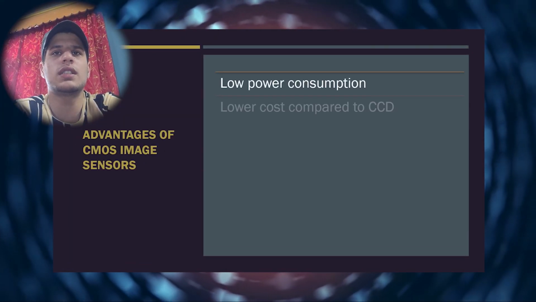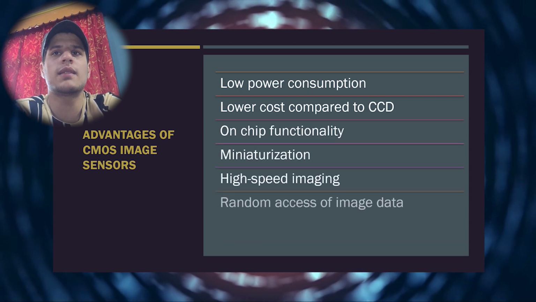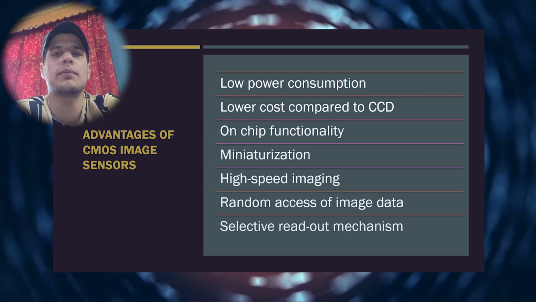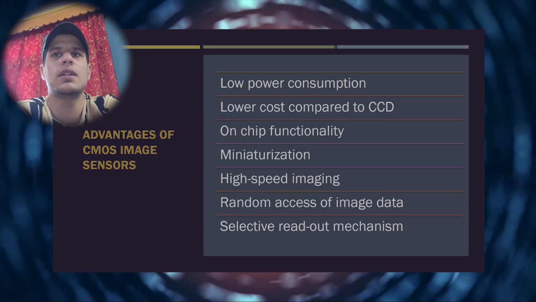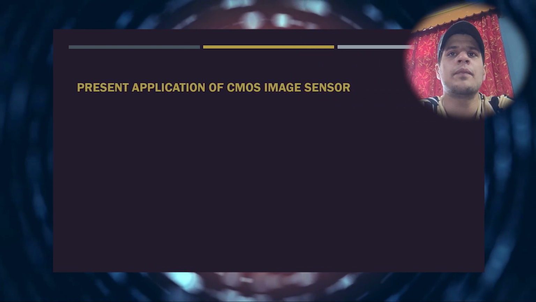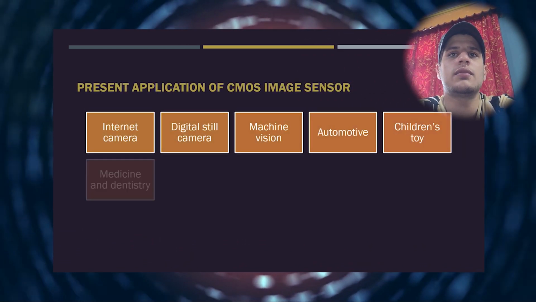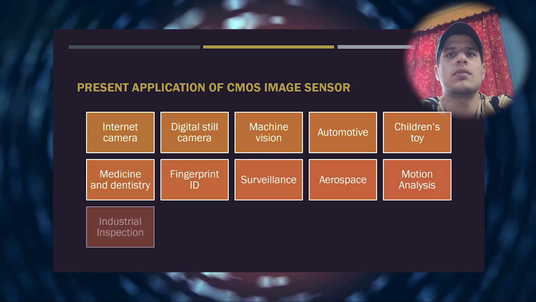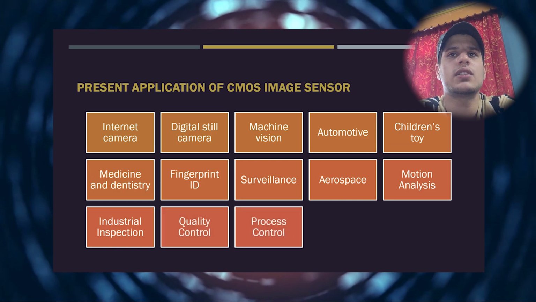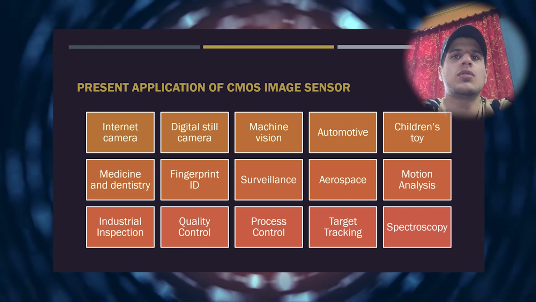Advantages and drawbacks of the CMOS image sensors: low power consumption, one-third to more than 100 times less than that of CCDs, lower cost compared to CCDs, and on-chip functionality. Present applications of CMOS image sensors: internet camera, digital still camera, machine vision, automotive, children's toys, medicine and dentistry, fingerprint ID, surveillance, aerospace motion analysis, industrial inspection, quality control, process control, target tracking, spectroscopy.